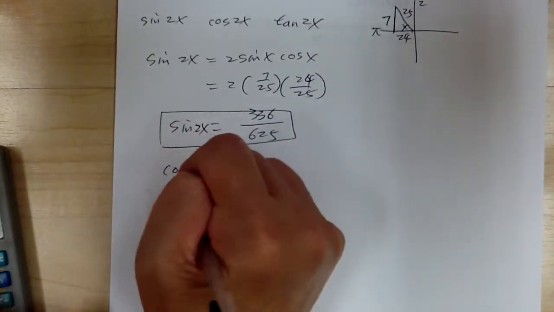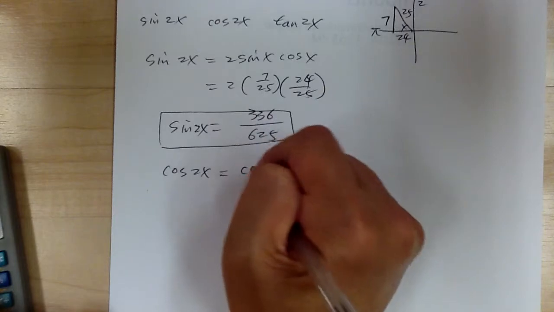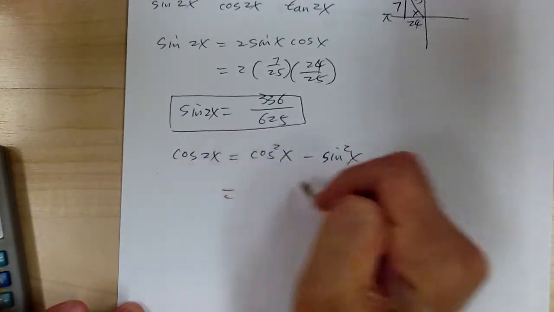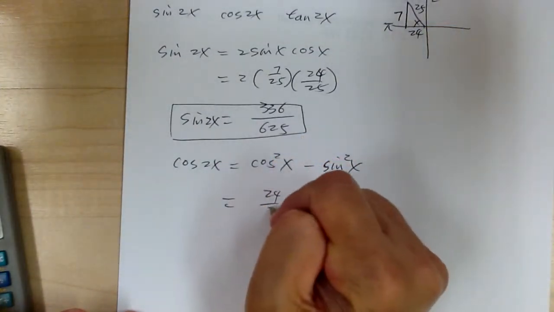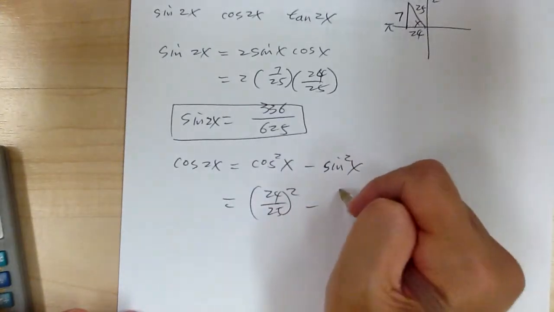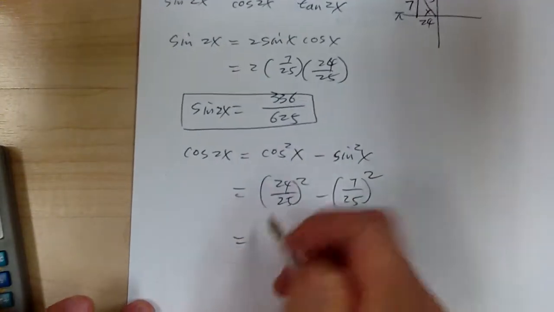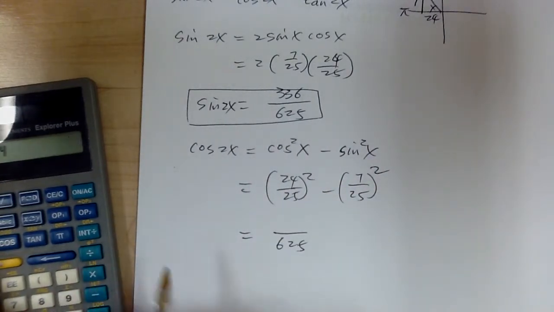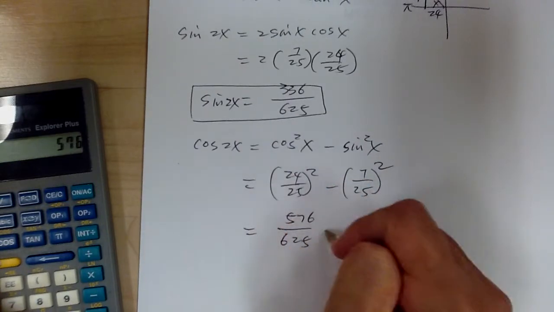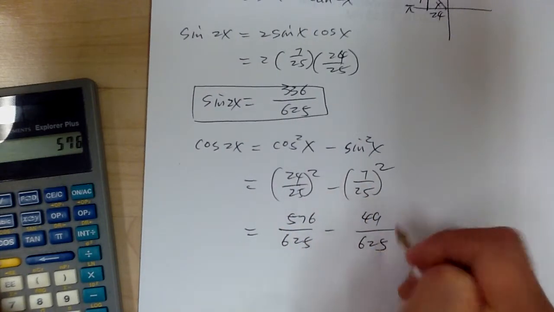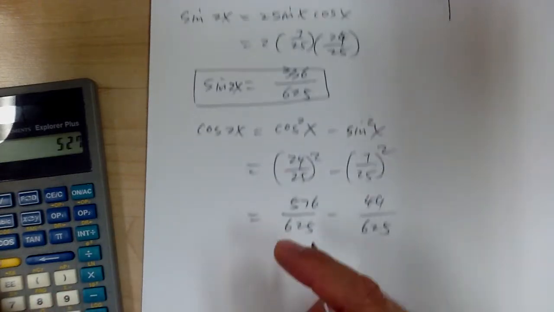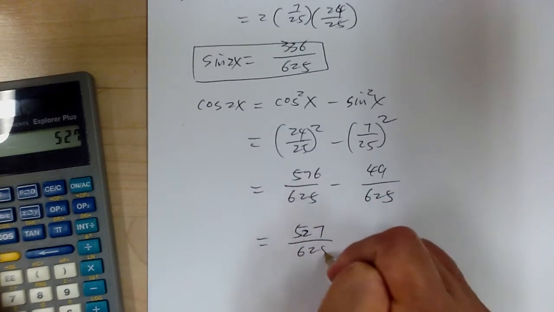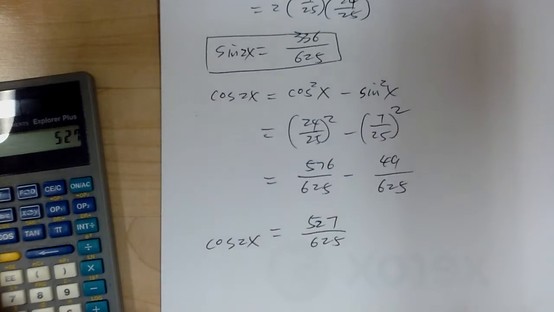Okay, then let's go and do the cosine of 2x. Cosine of 2x is equal to cosine squared x minus sine squared x. So cosine is 24 over 25, squared. Sine is 7 over 25, and you square that. Okay, so go and work it out. 24 times 24 equals 576, minus 49. So this will equal 527 over 625. Okay.